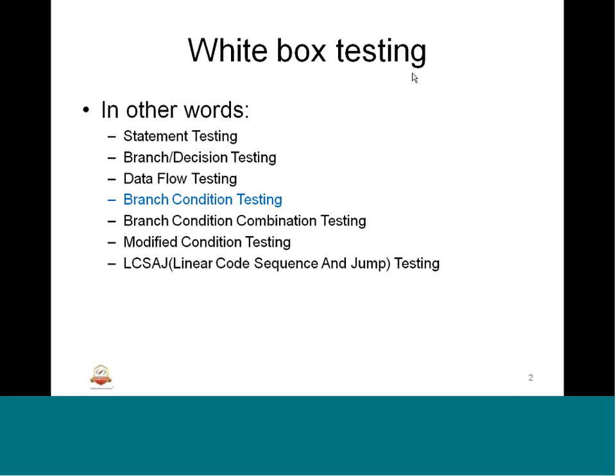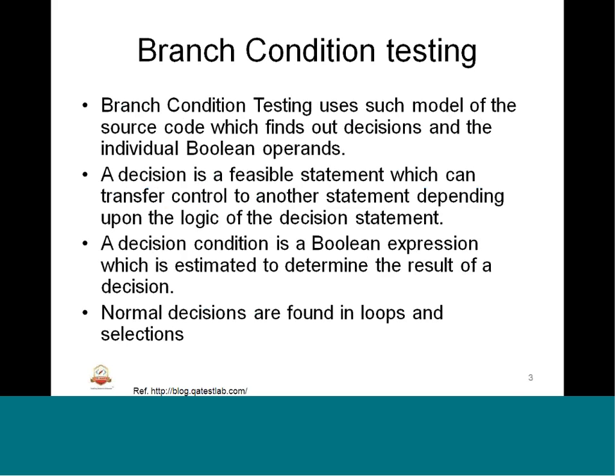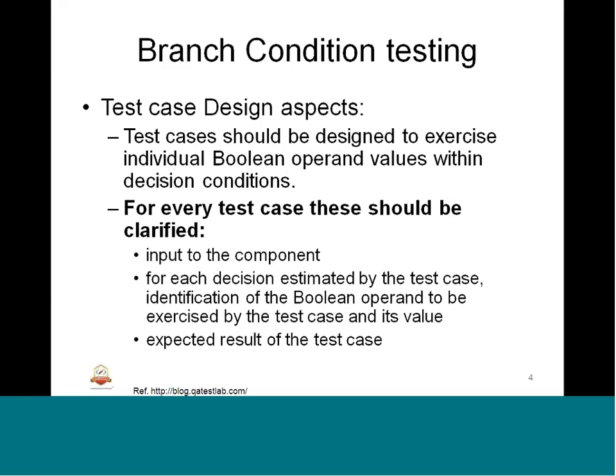the other techniques of white box testing, such as branch condition testing. And before that, we studied statement testing, branch condition testing, data flow testing. So, in branch condition testing, the source code is examined to find the decisions and the individual boolean operands. And the boolean operands within the decision conditions will be tested with the help of decision condition testing, also called branch condition testing.